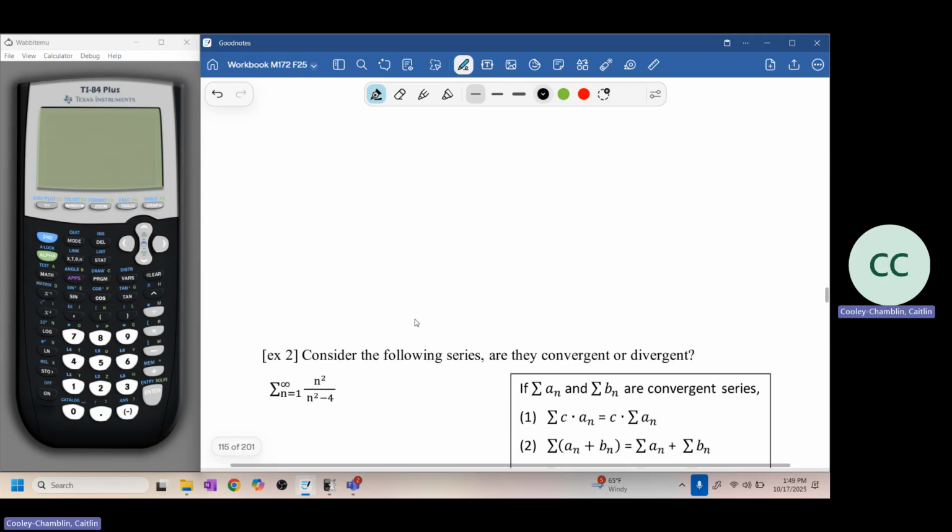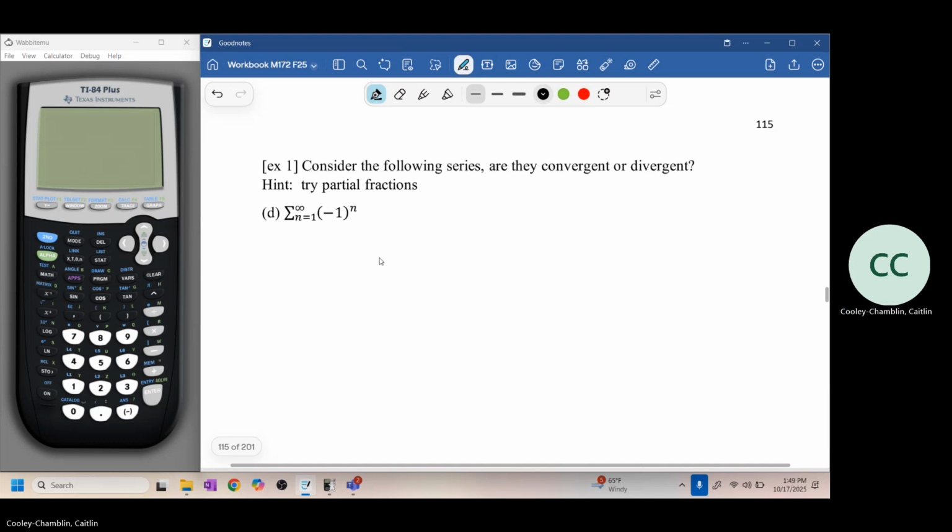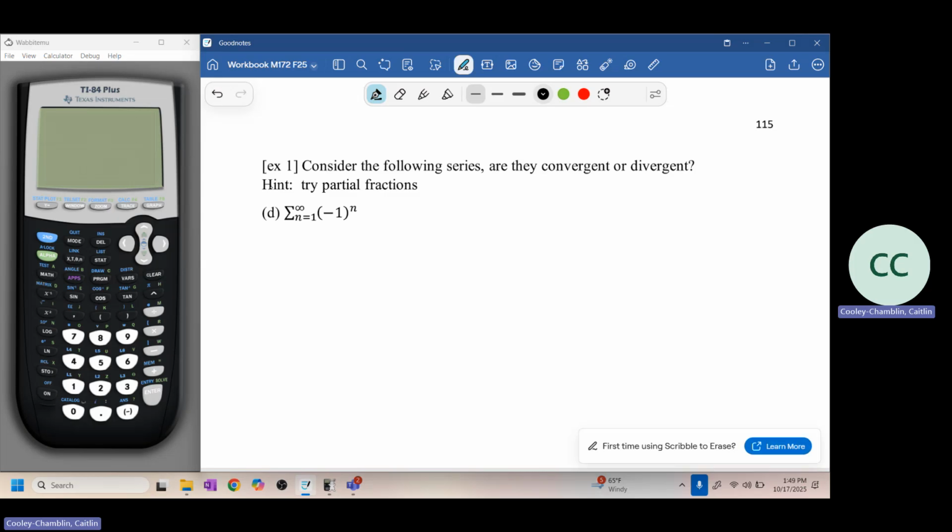So I want you to go ahead and try D. You don't have to use partial fractions. That hint was not supposed to be there. Actually, C should have been where D was. Okay, but go ahead and try D. The summation of n equals 1 to infinity of negative 1 to the n.